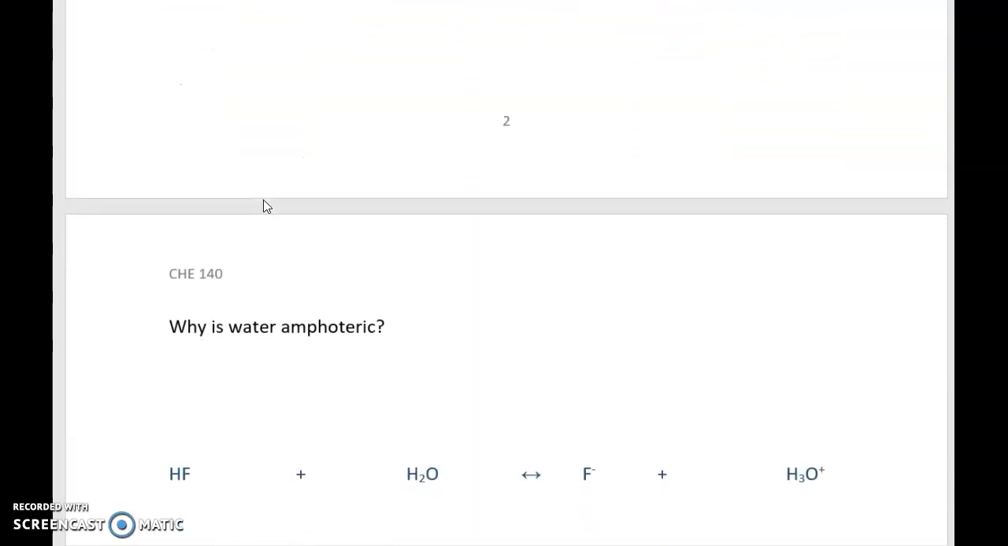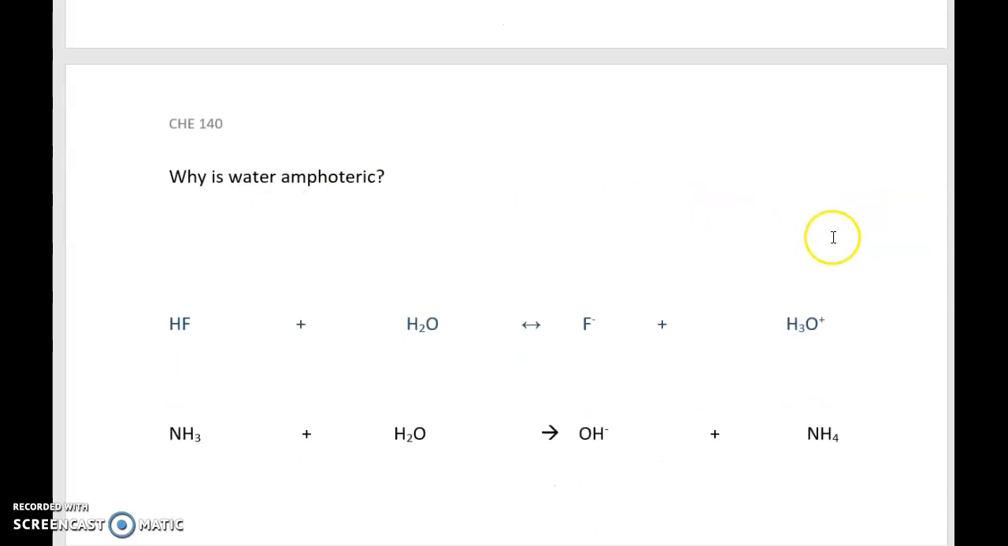Water is notably noted for being amphoteric, and that just means that it can act as a base or an acid. So it can act as a base or as an acid. It can accept a proton or it can donate it. It depends on the company that it's with and its environment.